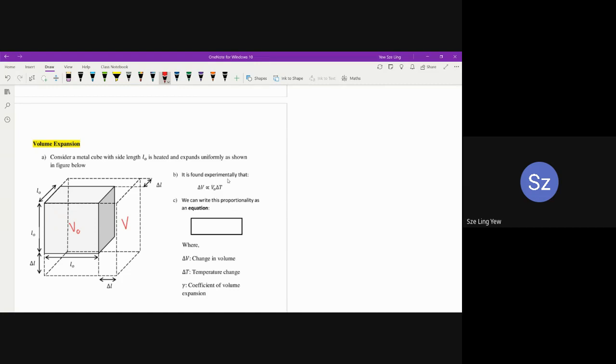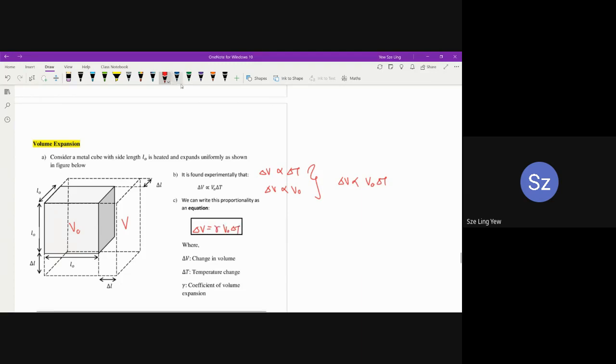Experimentally, scientists conduct a lot of experiments and found that del V is directly proportional to del T, and del V is also directly proportional to V0. If you combine these two relationships, you obtain del V is proportional to V0 del T. To change it into a mathematical equation, once again you add a constant. Therefore, you have del V equals gamma V0 del T.